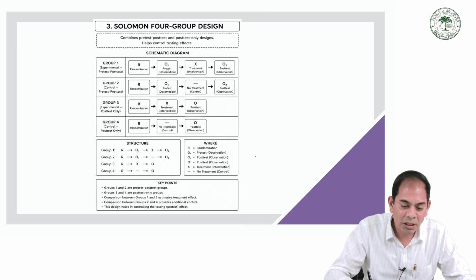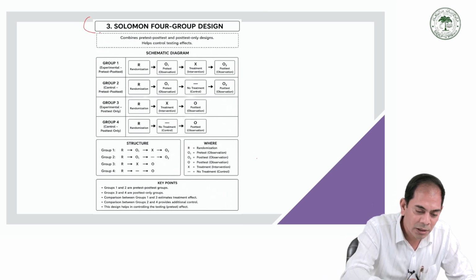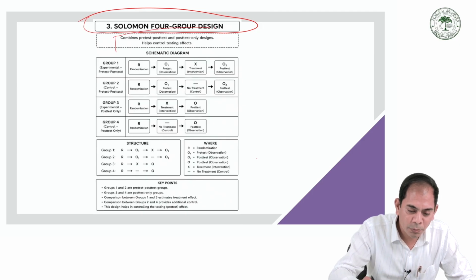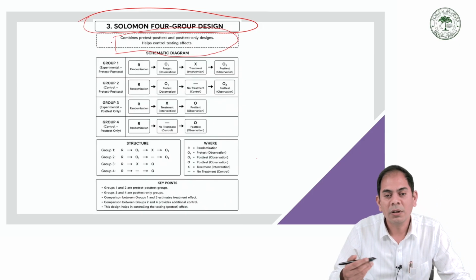The important thing is this is the Solomon four group research design. This is the flow chart. This means it combines the pre-test, post-test only design to help control testing, a different kind of effect.